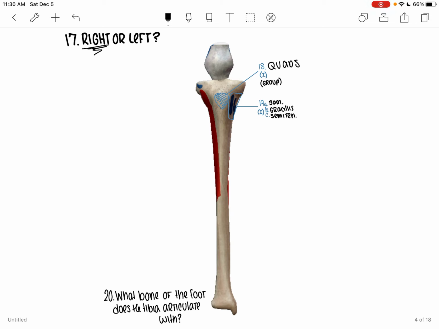All right, and then number 20, what bone of the foot does the tibia articulate with? And that's going to be the talus.